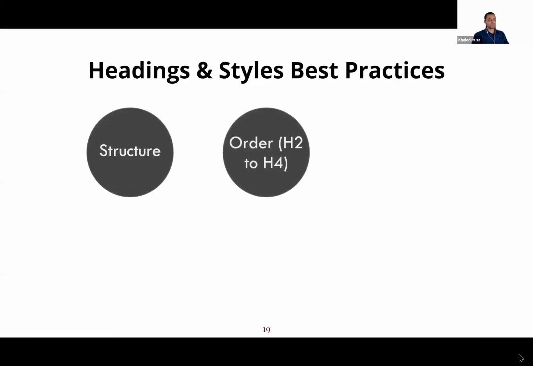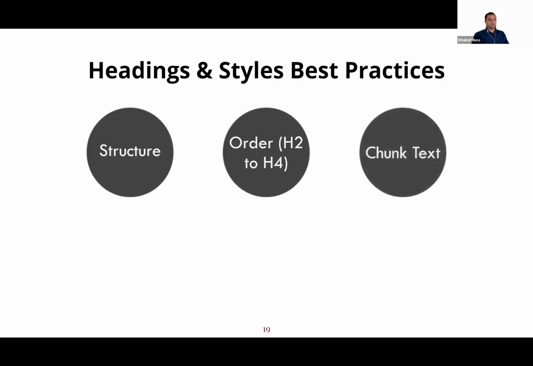Make sure you order it from 2 to 4. It's a nested heading. Canvas gives you a level 1 by default. So each content should be a title of what is going to come in the paragraph after it. Chunk the text. That's good for old people who access your content.